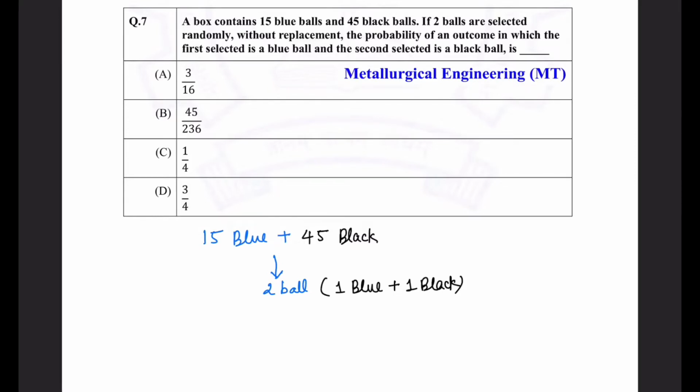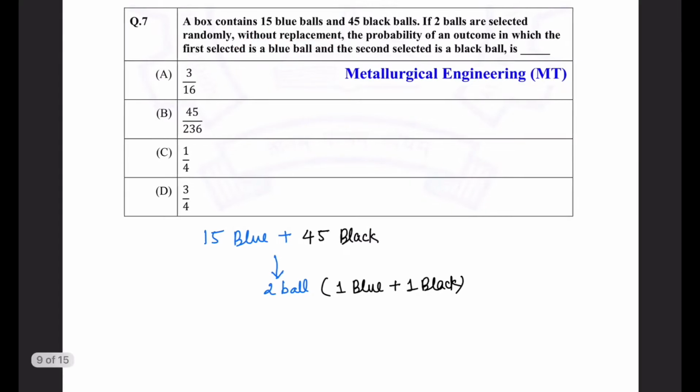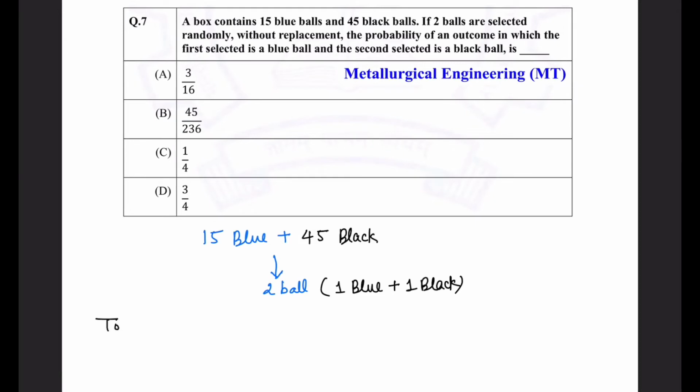And there is one more condition: we have to do it without replacement. So let us come to the total cases. Total you have 60 balls, and you have to take one ball by one ball. Out of 60, if you select one, it is 60. Now because you are not doing replacement, how many balls are left? 59. So out of 59 balls, you have to select one. So the total cases would be 60 into 59.